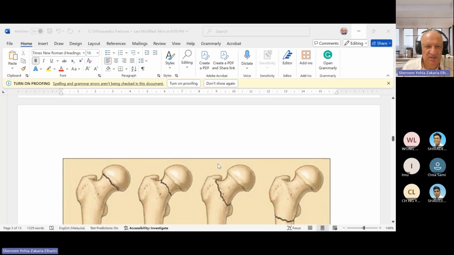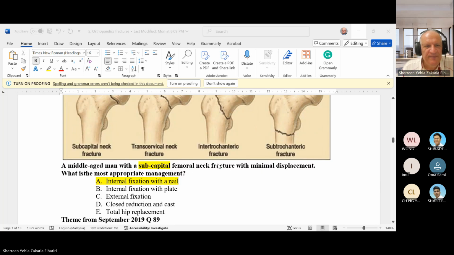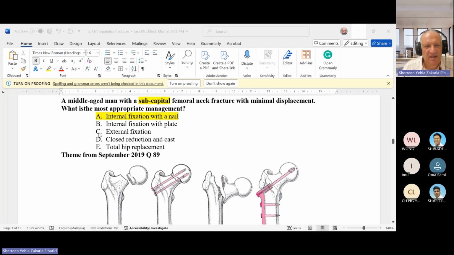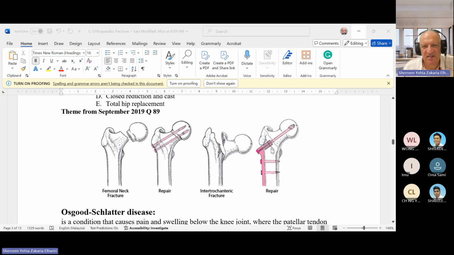So you can find this question, for example: a middle-aged man with a subcapital femoral neck fracture with minimal displacement. So this is young, not old, so they can do internal fixation with a nail. But if this patient is old, it's better to do hemiarthroplasty, remove the whole head and put in an artificial one. So this is what we do in young people: internal fixation with a nail. It can be a nail, or something like this. So they have different options. Okay.